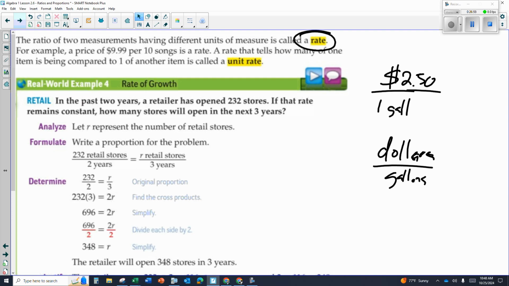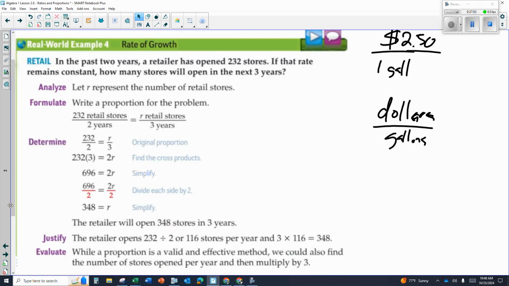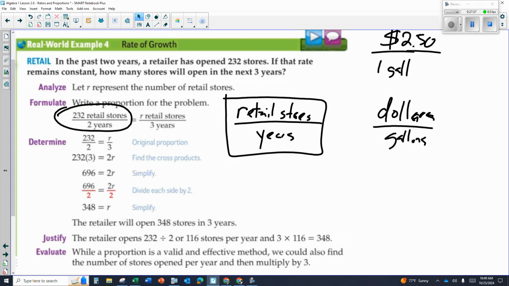In this problem, we have this information. It says, in the past 2 years, the retailer opened 232 stores. That's a ratio. It's 232 stores for the 2 years. So the key ratio is going to be retail stores compared to the number of years. So this is what I like to call the key ratio. I keep that key ratio the same.